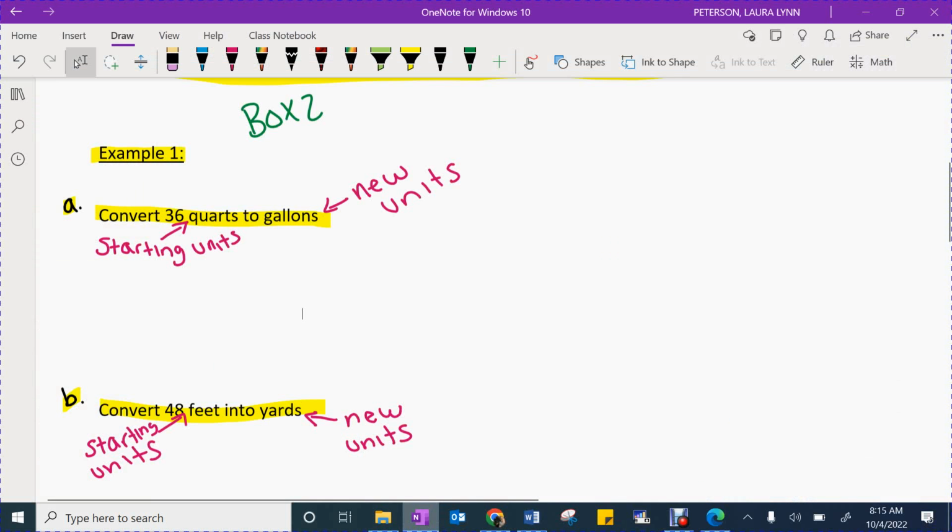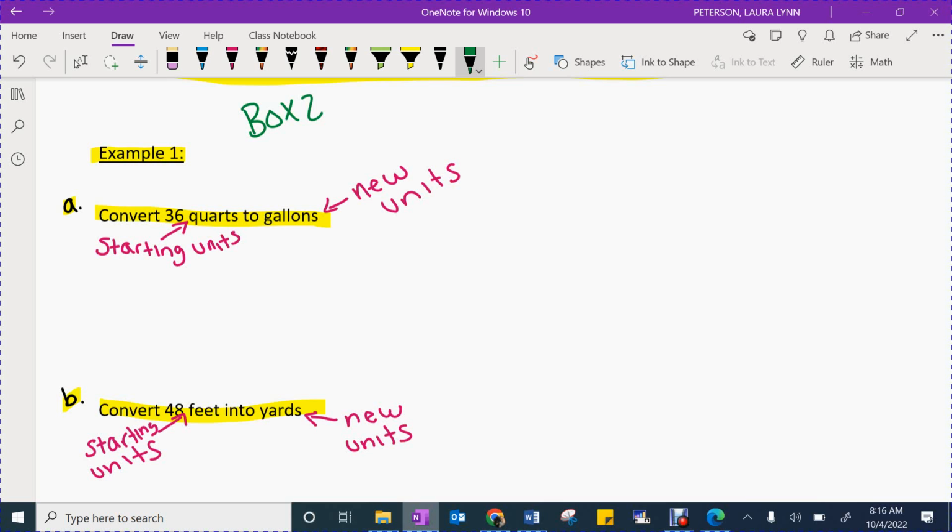These are the only 2 problems that are going to be in box 2. So let's go through it. Part A says convert 36 quarts to gallons. Okay, so we should have drawn a label pointing to the 36 quarts, and I want you to write starting units. That's the first thing they're telling us. It's where we start to begin with. And when it's telling us to convert to, which are gallons, those are called our new units.